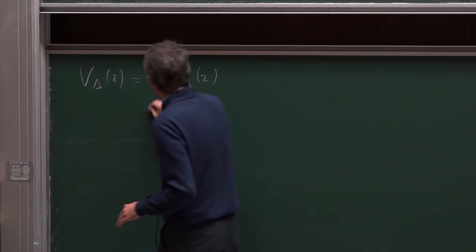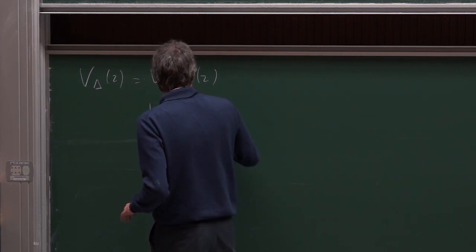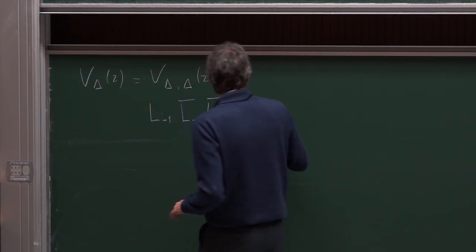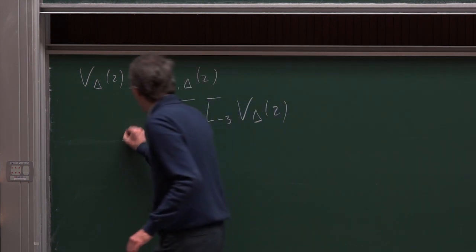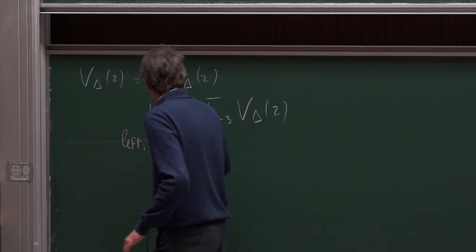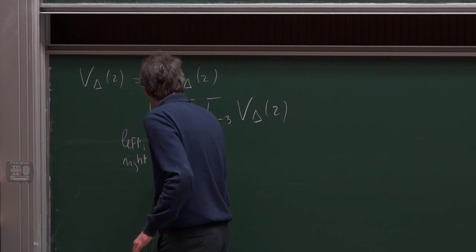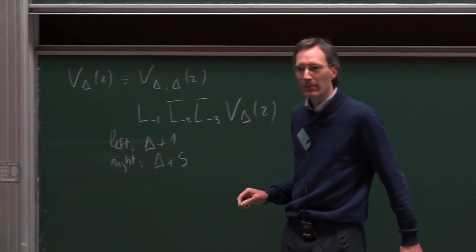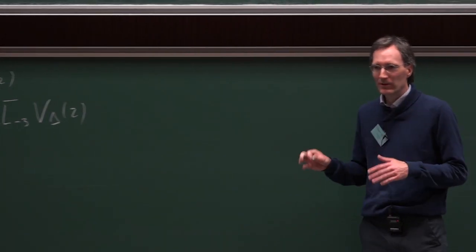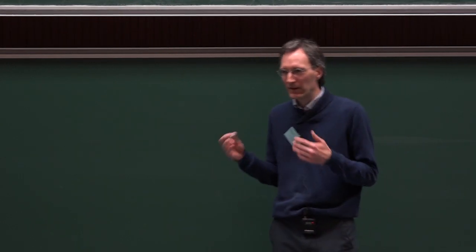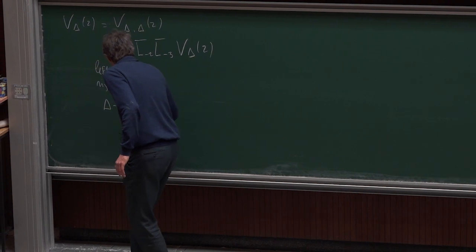So we can start with this one, and we can write descendants of the type, let's say, L minus 1, L minus 2 bar, L minus 3 bar of this V delta of Z. This descendant on the left will have dimension delta plus 1, and on the right it has dimension delta plus 5. So it's really the primaries that should have the same dimension for the theory to be diagonal, but you will also always have descendants with spin. The difference between delta and delta bar is called the conformal spin.